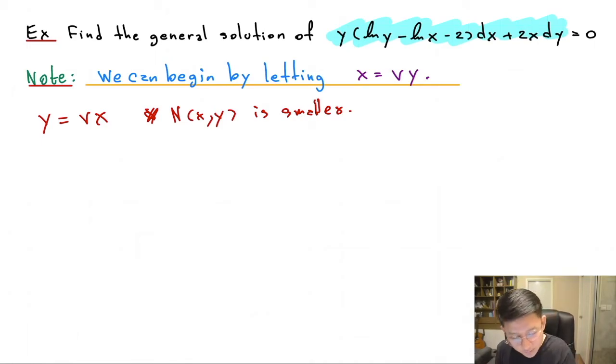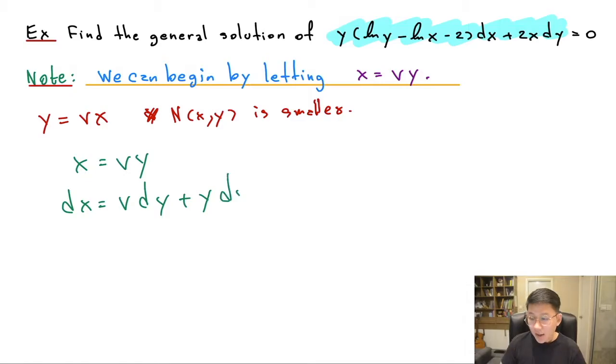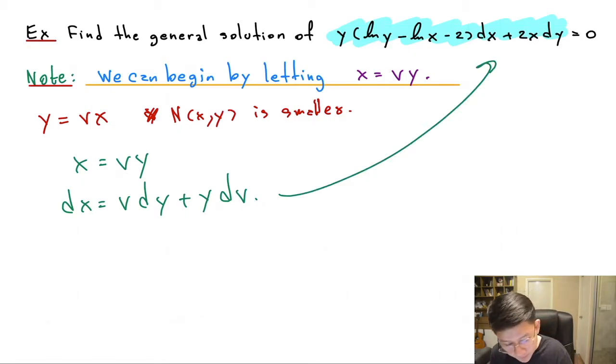Why? Because if you let x be vy, so the x is actually v dy plus y dv, and then you need to substitute this in that. So if you want to do that, you need to substitute the x here in here.